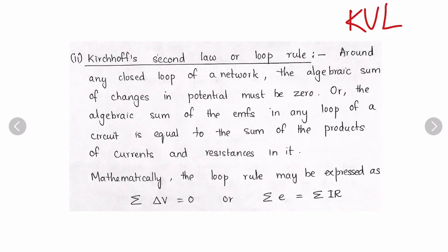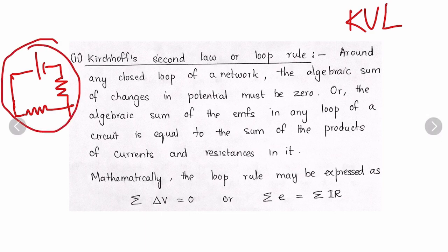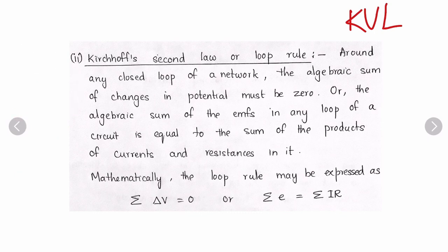And what does it say? It talks about a loop. Loop means a closed circuit. There may be a battery, there may be a resistance or another resistance like this. It is a closed circuit. When there is a closed circuit, we call it the loop, an electrical loop. Just like an ordinary loop, here it is an electrical loop.